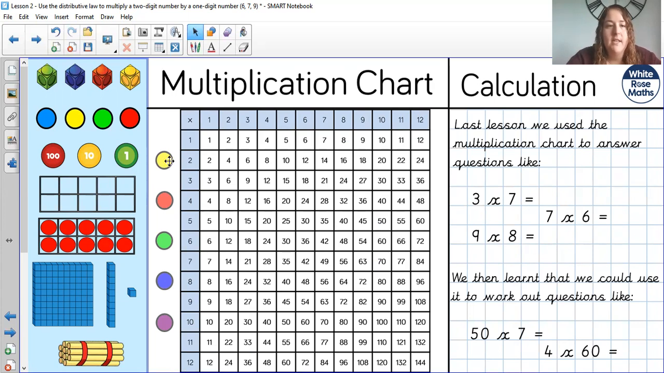So 3 times 7, I'm going to take my yellow counter, using my 3 at the top, and I'm going to go down to 7. So I know the answer is 21. Again, you could show that going down from 7 along to 3. We know it shows the same answer. Let's go to the next one then. 7 times 6. I'm going to go 7 at the top and down until it meets my column of 6 at the side. So the answer is 42.